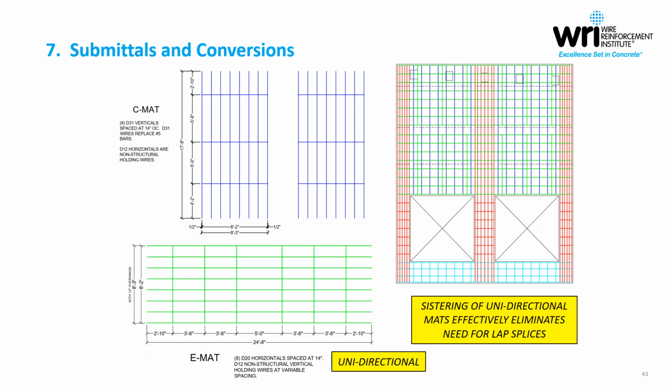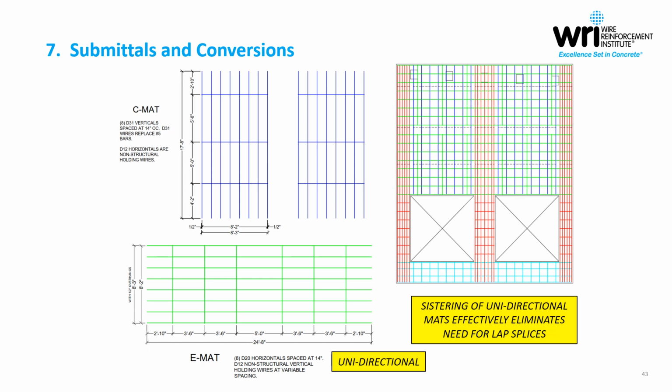The sistering of unidirectional mats, which we see here, so the C mat and the E mat are essentially sistered together, effectively eliminates the need for any lap splices. So if you have an aversion to having lap splices within a wall panel, say lap splices associated with the shrinkage and temperature horizontal steel, the detailer certainly could default to a unidirectional solution.